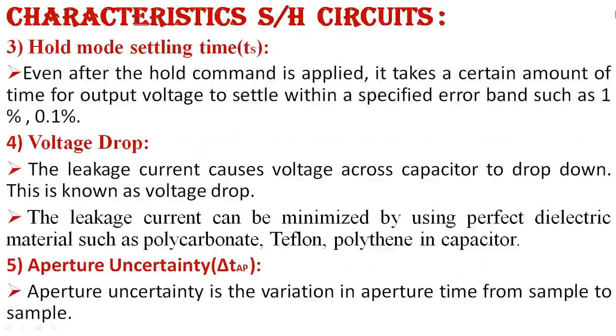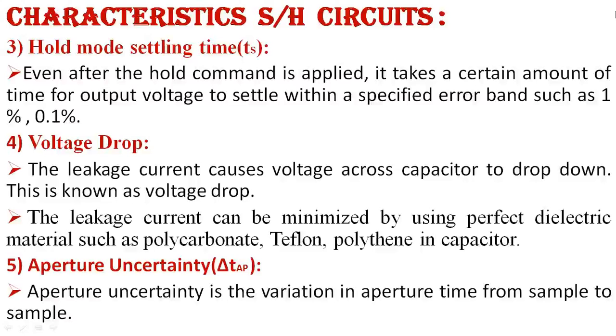Now the next characteristic is the hold mode settling time, TS. Even after the hold command is applied, it takes a certain amount of time for the output voltage to settle within a specified error band such as 1% or 0.1%. Next characteristic, voltage drop. The leakage current causes the voltage across the capacitor to drop down. This is known as voltage drop. The leakage current can be minimized by using a good dielectric material such as polycarbonate, Teflon or polythene in the capacitor.